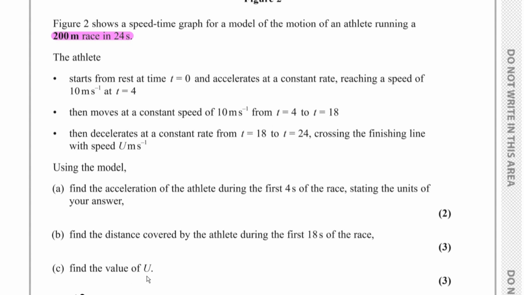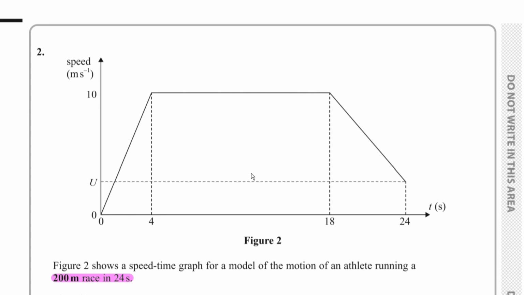Part C. Find the value of U. Well, we know that the total distance covered in 24 seconds is 200 meters, meaning the area under the graph is equal to 200. We know the area from 0 to 18 is 160. We worked that out in part B. Here we have a trapezium. Therefore, we can form an equation to find the value of U.